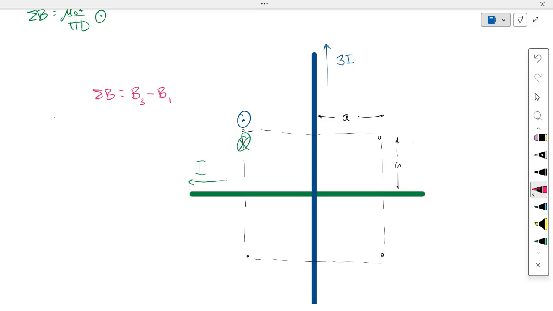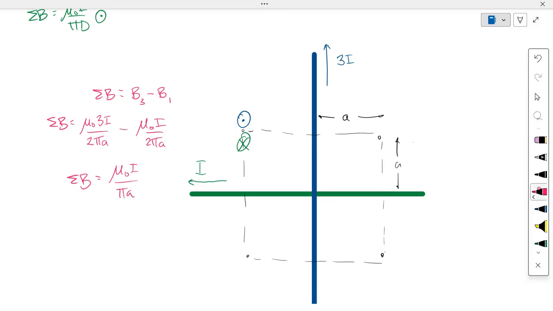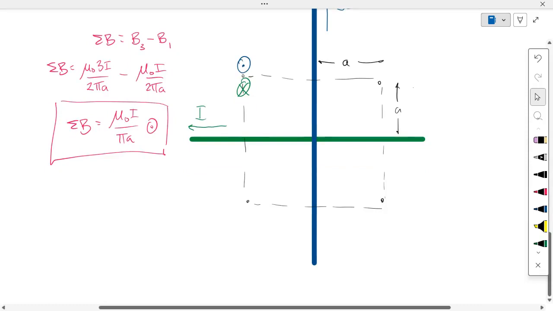There. So that net B, all right, mu naught 3I over 2 pi A minus mu naught I over 2 pi A. I messed up, didn't I? 2 pi A, 2 pi A. So that happens to be 2 mu naught I over 2 pi A. So how about mu naught I over pi A out? Yeah? Why the box on there?